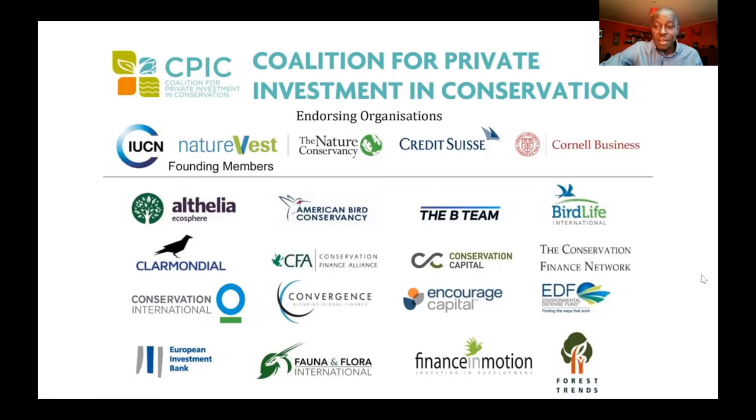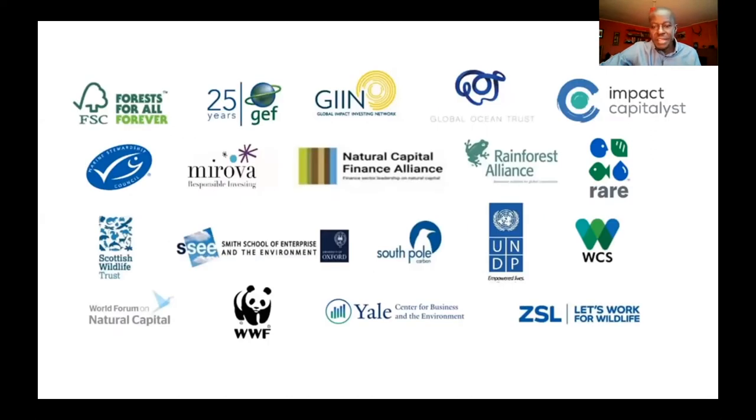So there's a lot of financial institutions involved in this, and this is a worrying thing, because once you bring in capitalism... capitalism is the reason for the decline in natural resources and the problems facing the world today, it's a cognitive dissonance to imagine that capitalism can be the source of saving what we need to save. You can see European Investment Bank, Yale Center for Business, GF, Impact Capitalist, and this kind of thing. So this is the worrying thing.